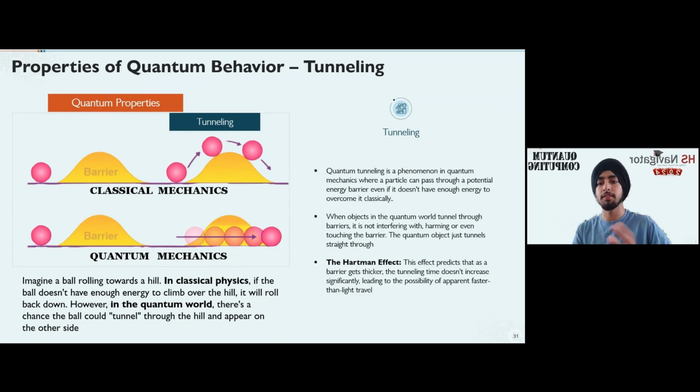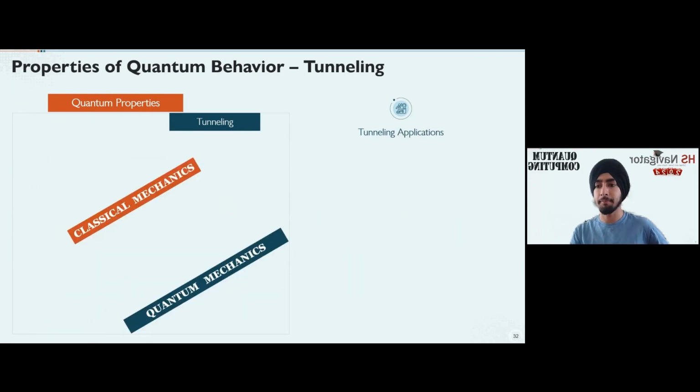One of the scientists that worked on this was Hartman, and he described what's called the Hartman effect, which predicts that as a barrier gets thicker, the tunneling time doesn't increase significantly. What that means is, as the wall or hill you're going through gets thicker and thicker, the time it takes to tunnel through it doesn't actually get much longer. It's a very debated physics field, but that's what was theorized at least.